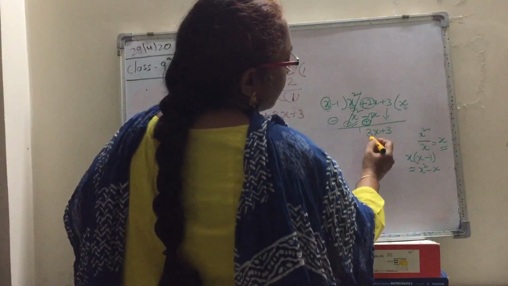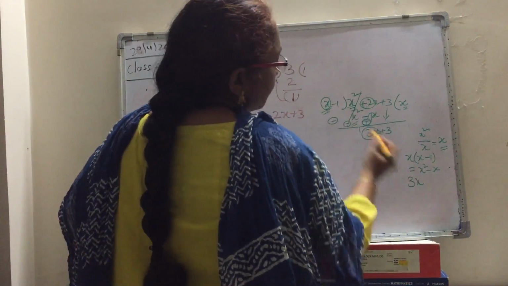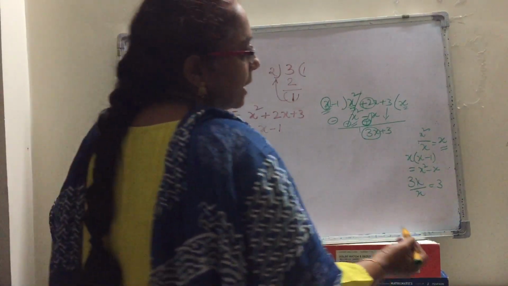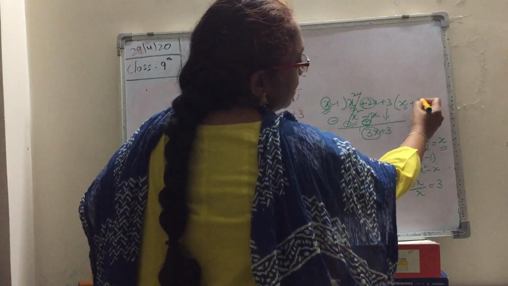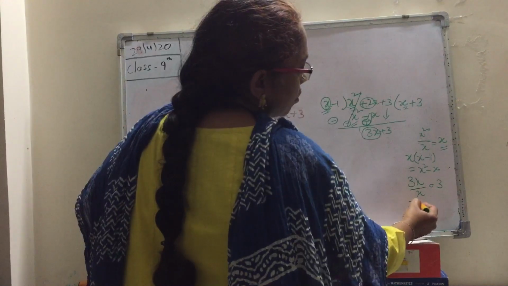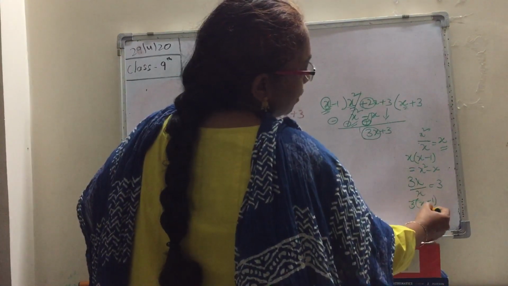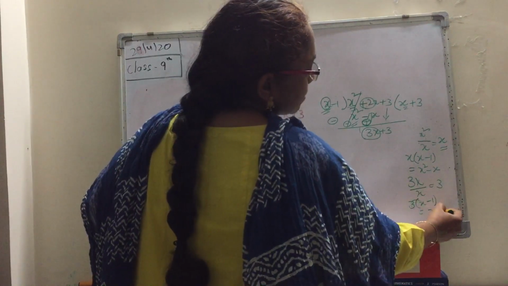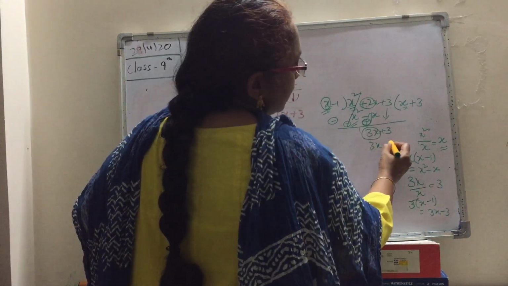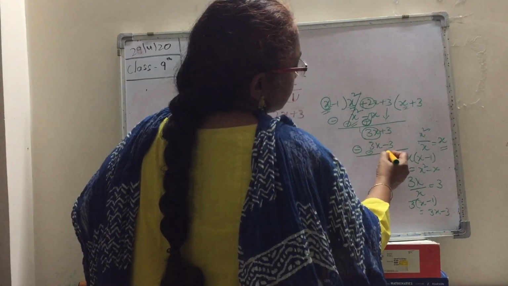Again the same procedure. Take the first term of the dividend and divide it by the first term of the divisor. Then what will you get? 3. So we write this 3 as the second term of the quotient. Now we multiply this second term of the quotient with the divisor. What is the product? 3 into x, 3x; 3 into minus 1, minus 3. We write this under the new dividend. Again subtraction, so plus becomes minus and minus becomes plus.